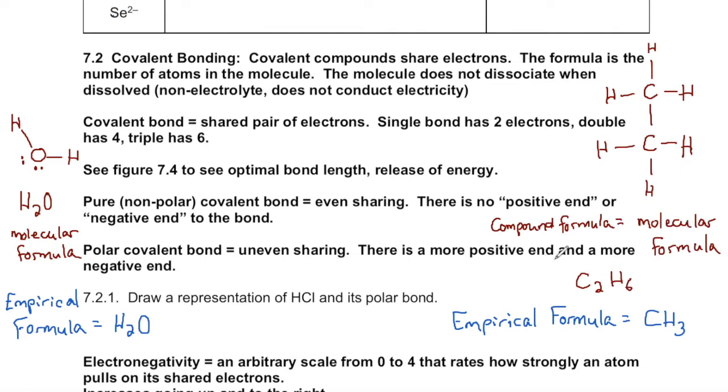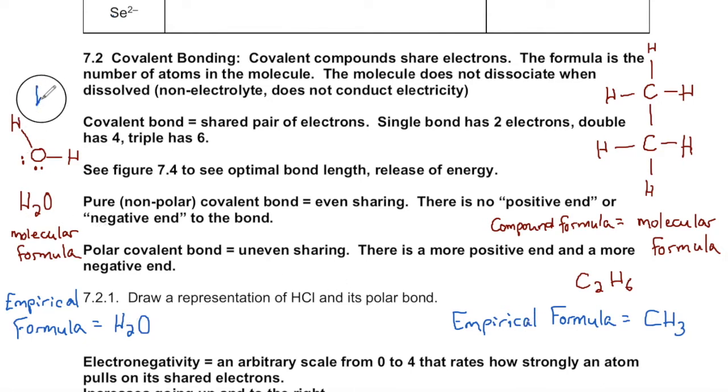For a covalent compound, the empirical formula could be different because for C2H6, the simplest ratio is actually CH3. So the empirical formula for this compound would be CH3. It's different from the compound formula. For ionic compounds, the empirical and compound formula will be the same.